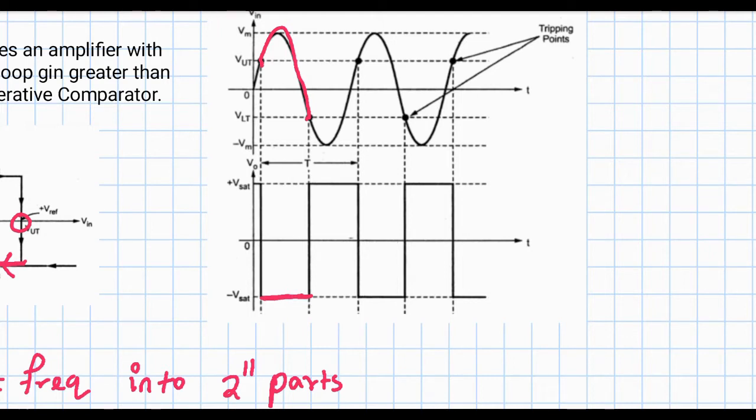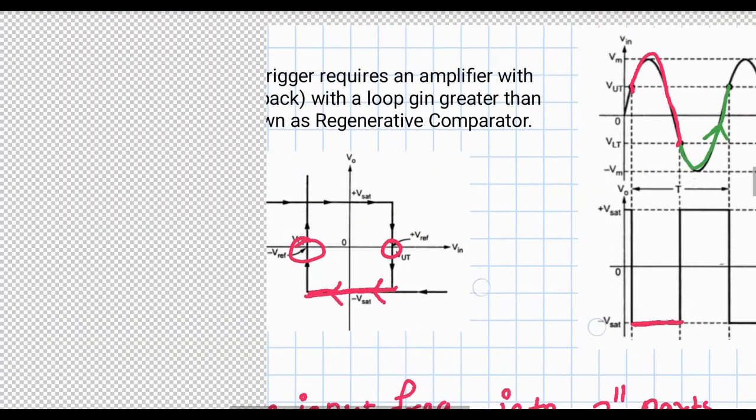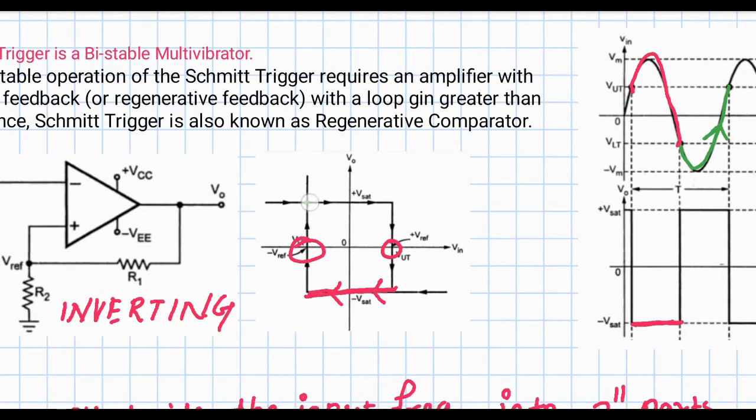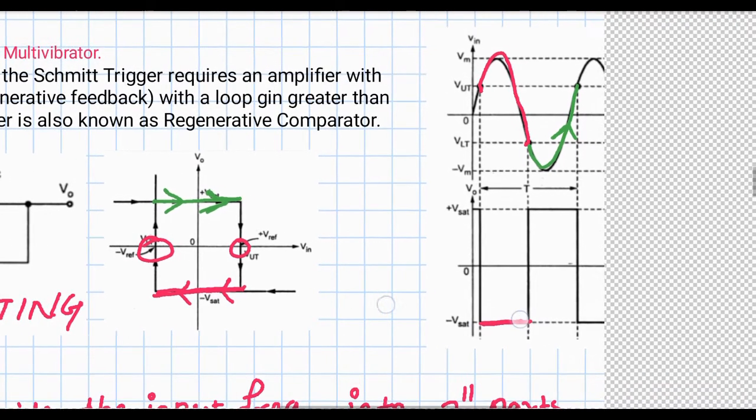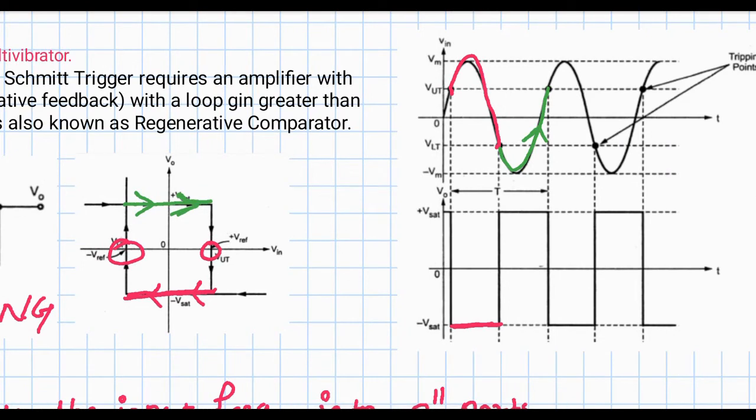And when the sine wave is crossing from the lower threshold value to the upper threshold value, like this, what will be the value? The value will be the positive saturation, and this will be repeated.